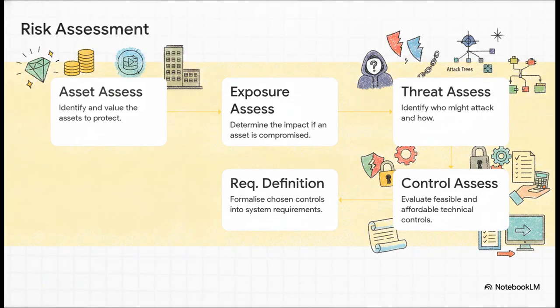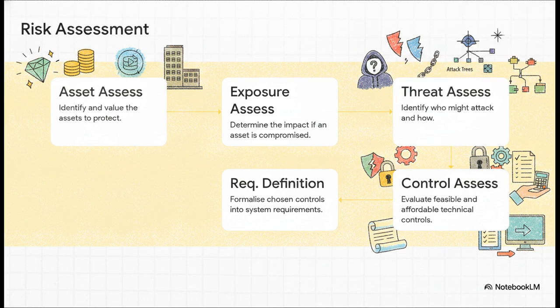Step 1 is asset and value assessment. What exactly are we protecting, and what is it worth? Step 2 is exposure assessment. What's the worst-case scenario if we lose it or if it gets corrupted? Step 3 is threat and attack assessment. Who might attack us and exactly how? Here, we often use something called attack trees, where the threat is the root, and we branch out to identify all the possible causal attacks.